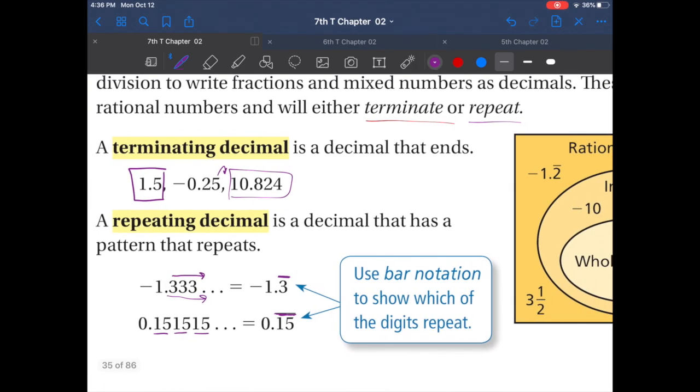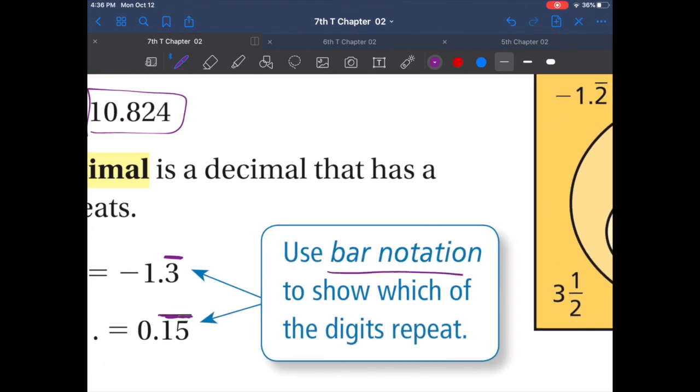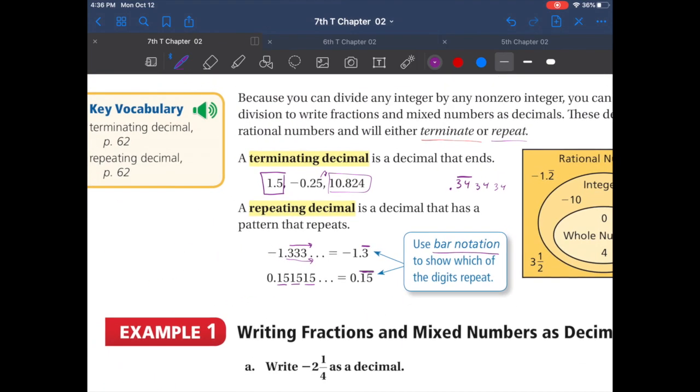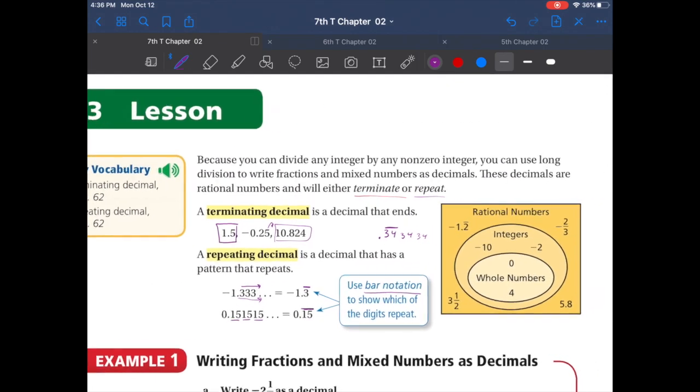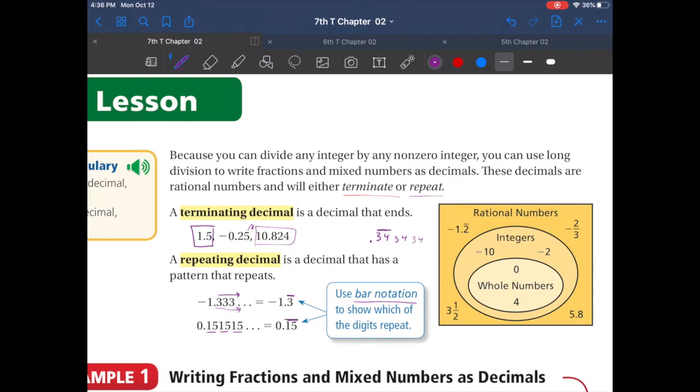So how do we know it's a repeating decimal? Well, we use the bar notation. So for example, it'd be like 0.34 with a bar. That's telling me that 0.34 continues to repeat. 0.34, 0.34, and so forth, okay? That bar is telling me that it repeats. So that is exactly how we can tell the difference between a terminating decimal and repeating decimal. Let's do a few examples.